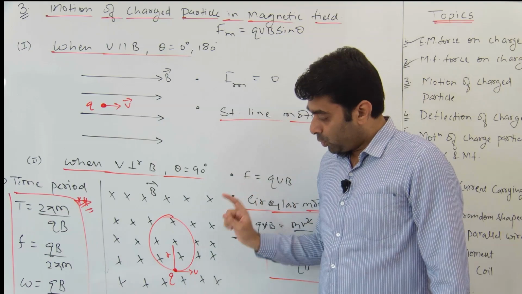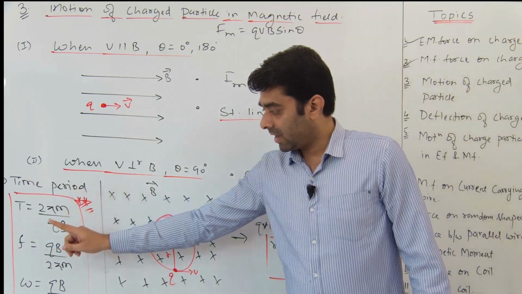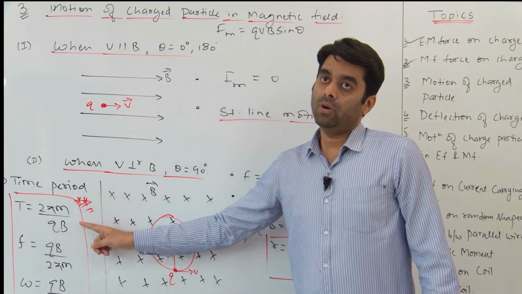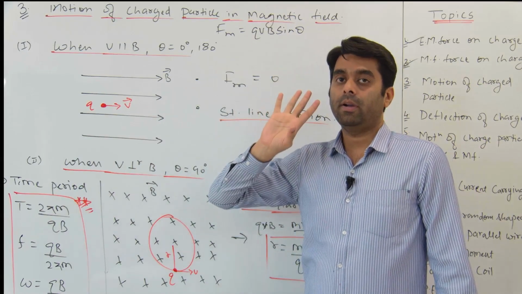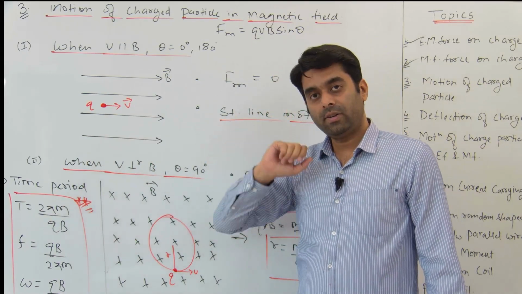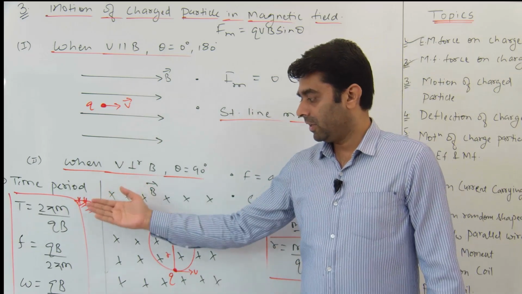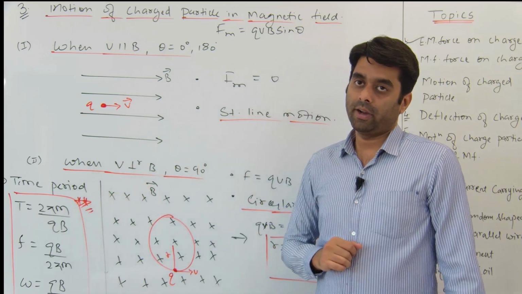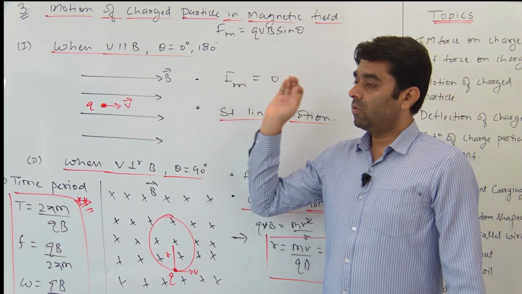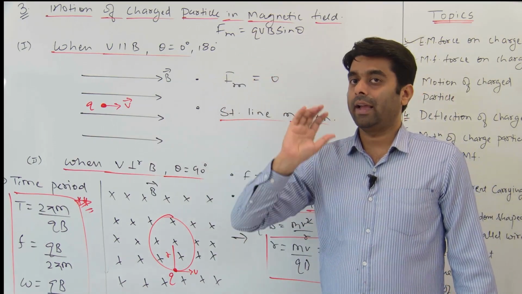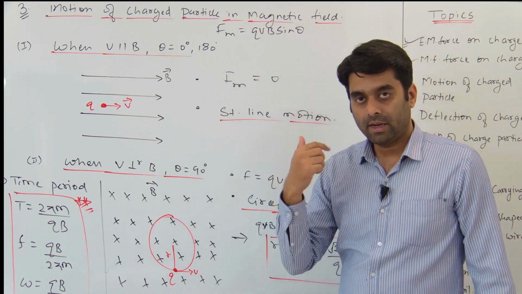So two charged particles having the same mass, the same charge, moving in the same magnetic field with different velocity will also take the same time period, right? So time period is independent of velocity. Fine. Frequency you can write and your omega you can write, right? So these are the two cases. The third case is when your velocity is at a certain angle to the magnetic field. We'll see that also.